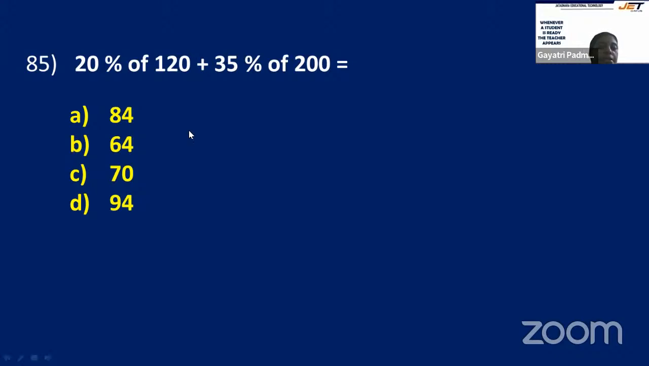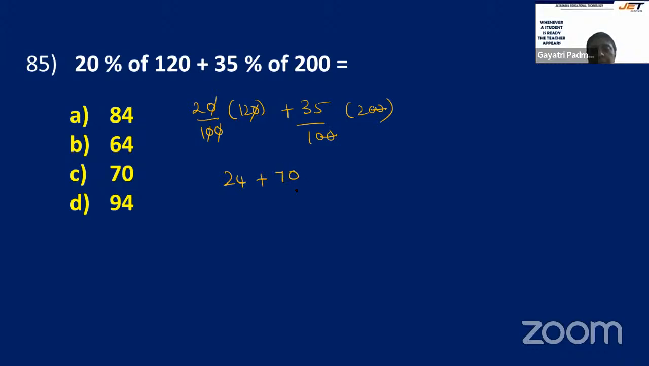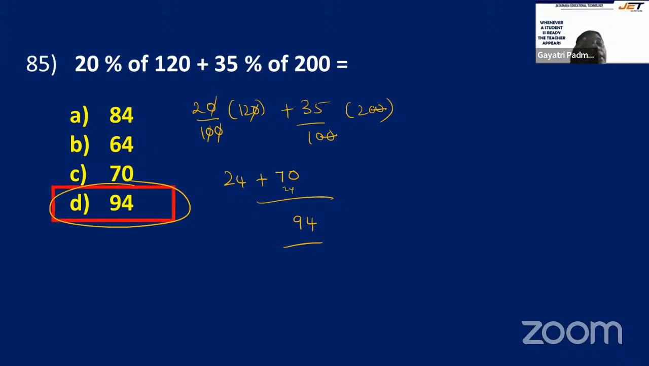Now see here you have 20% of 120 plus 35% of 200. Quickly you need to do this without using the calculator. Nothing common can be taken in this, so you just have to simplify. 12 twos are 24, plus 5 twos are 10, 3 twos are 6 plus 1, 7. So it is 94. Your option must be D. Let's see whether it is right. Yes, perfect. If you had opted for option D, then your answer is right.